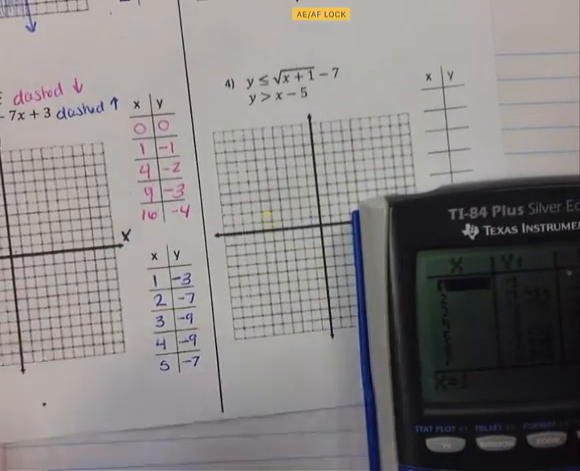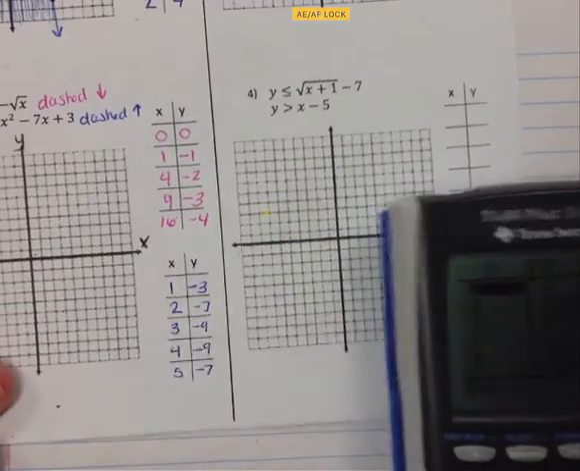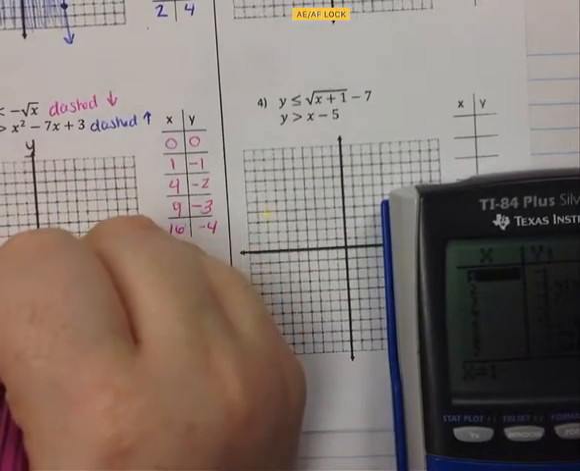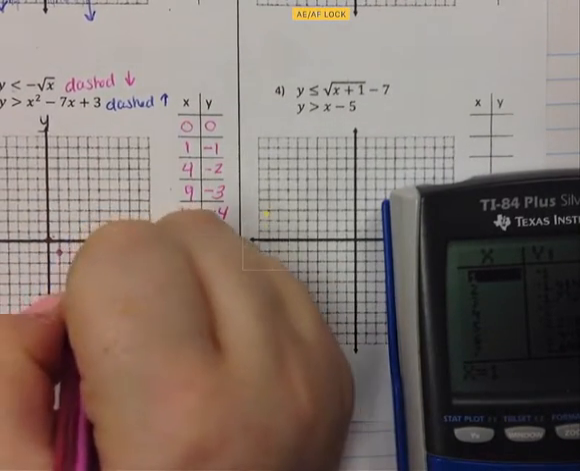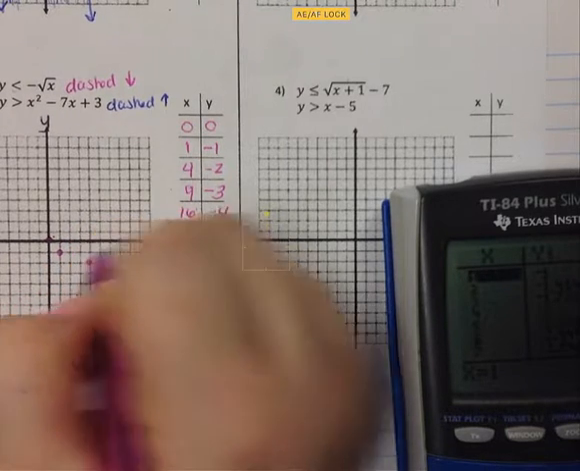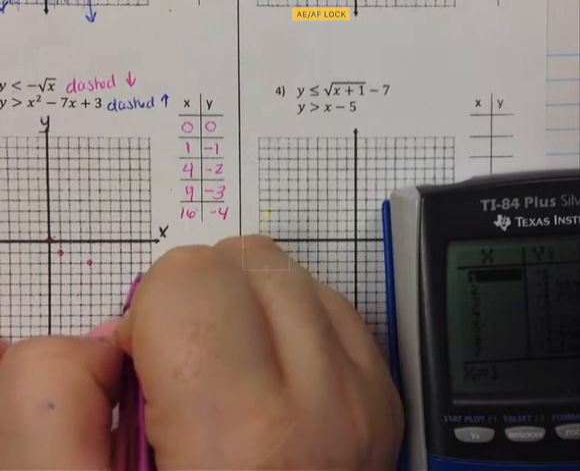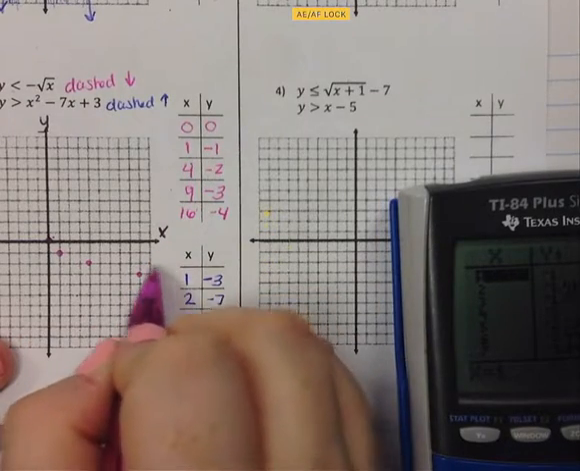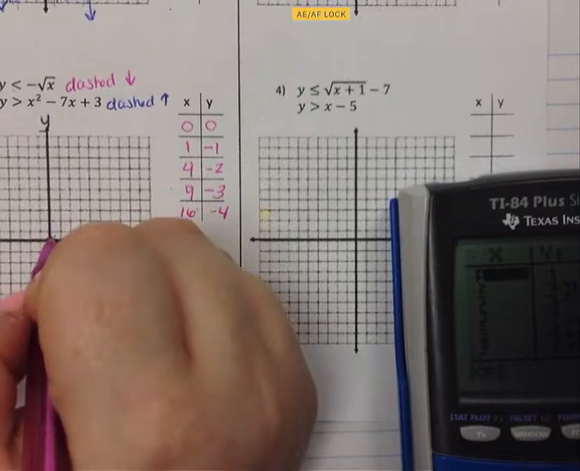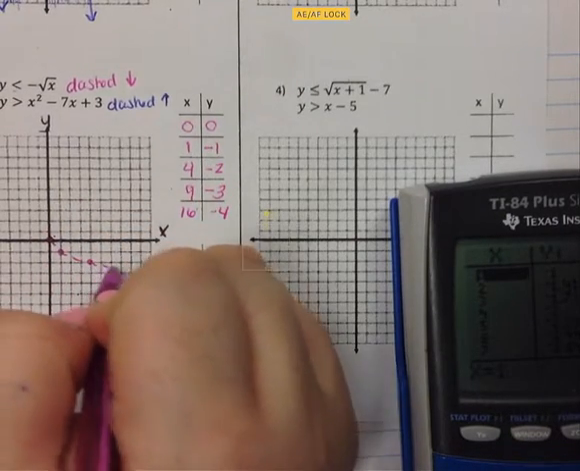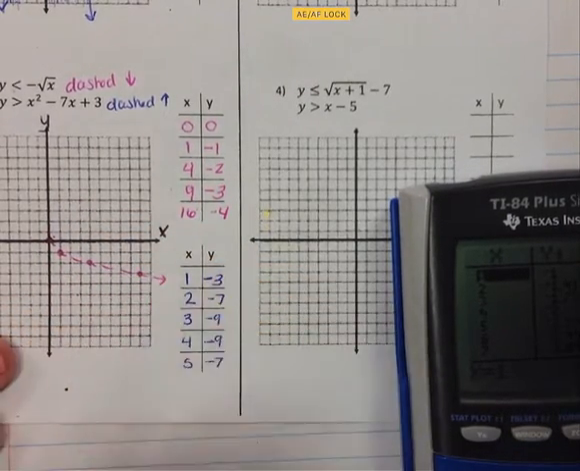So our pink is at 0, 0, 1, -1, 4, -2, 9, -3, and I'm not going to go further off that, but I do want to put that it is dashed, so I do a dashed line, and I do put arrows.